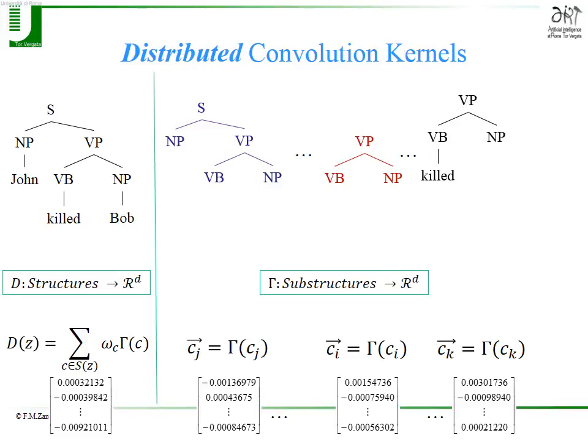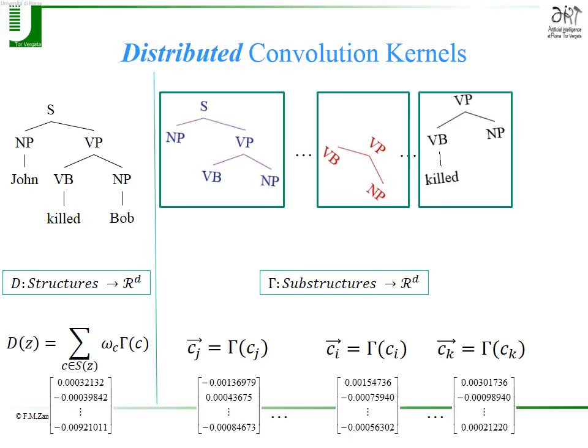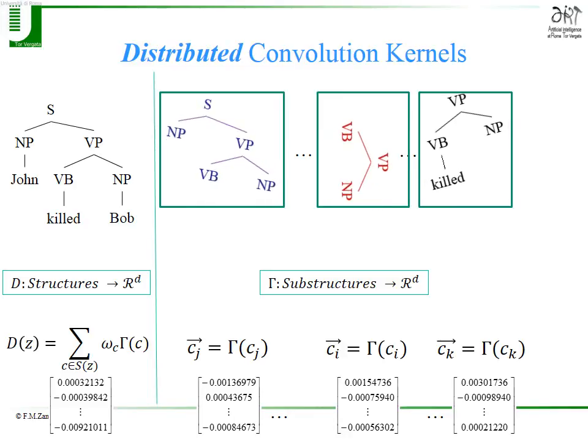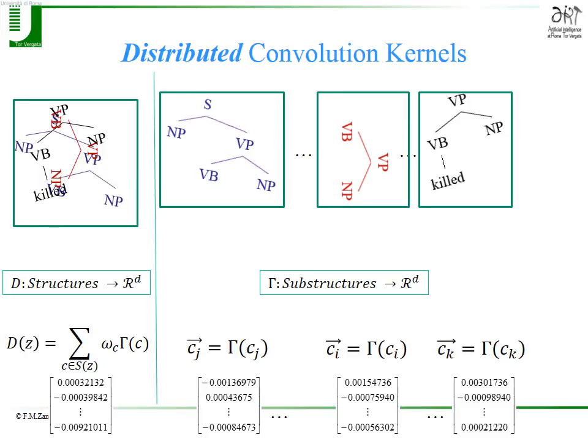Going back to the metaphor, the vectors gamma c are kind of representing the rotated colored trees, whereas vector D of Z represents the figure containing all the subtrees, a sort of sum of the subtrees.